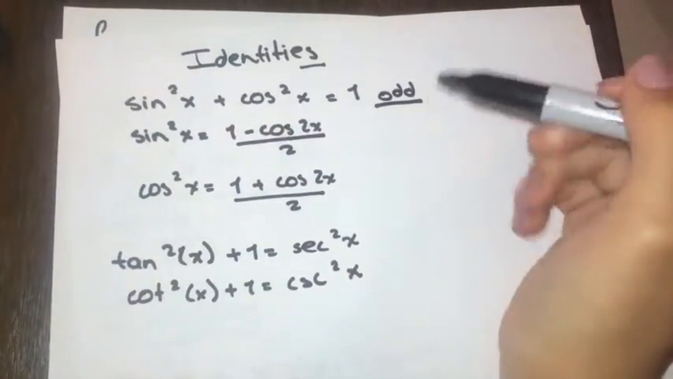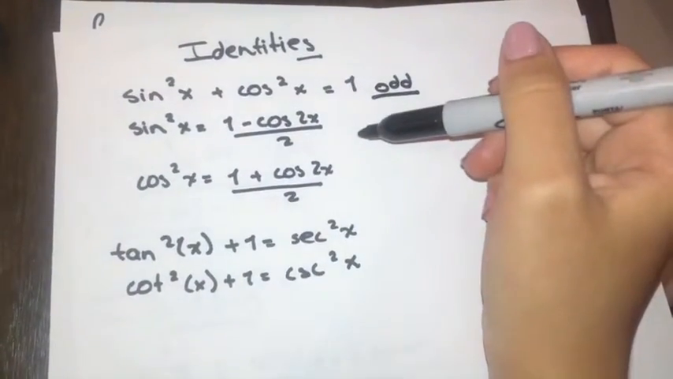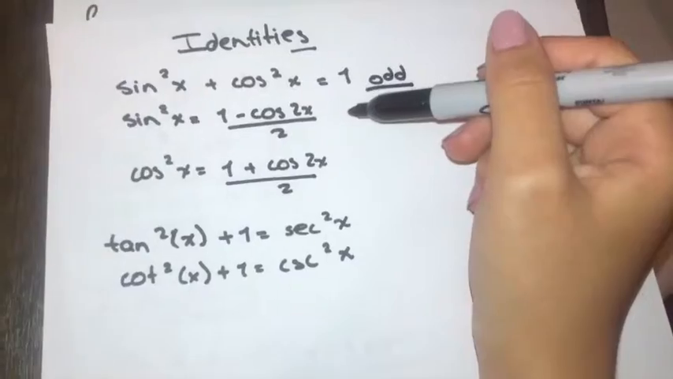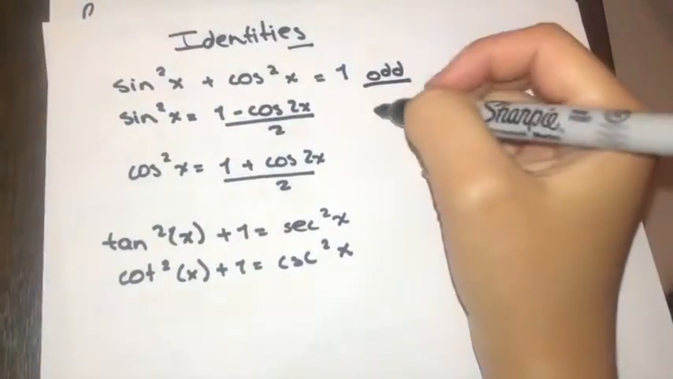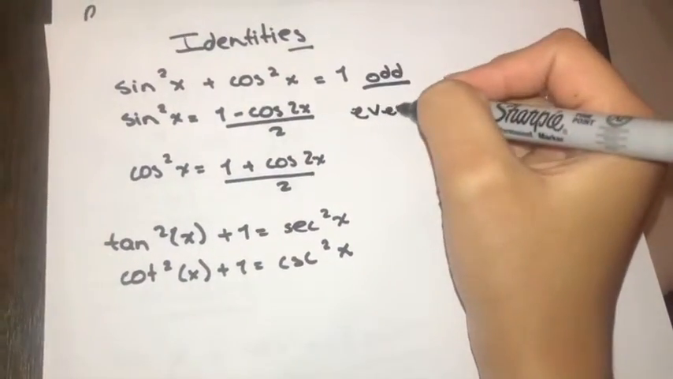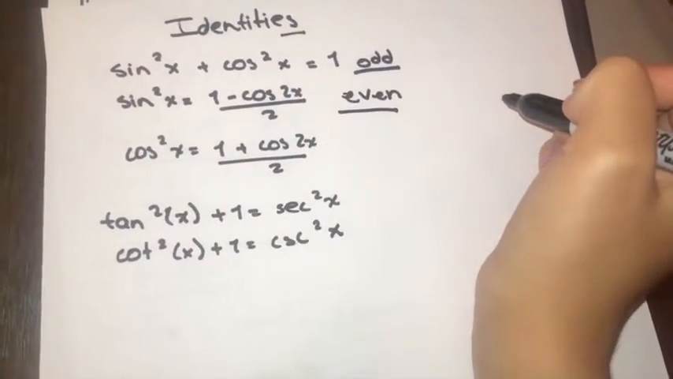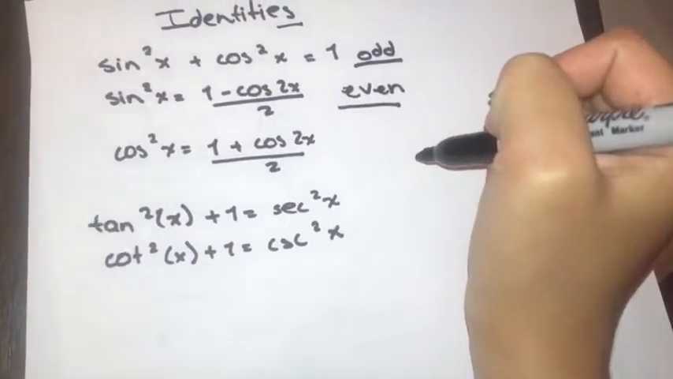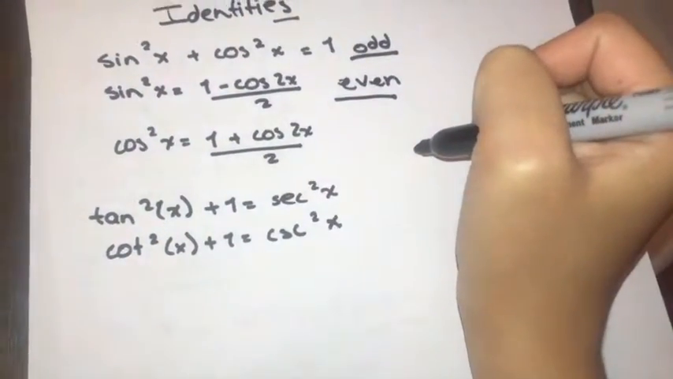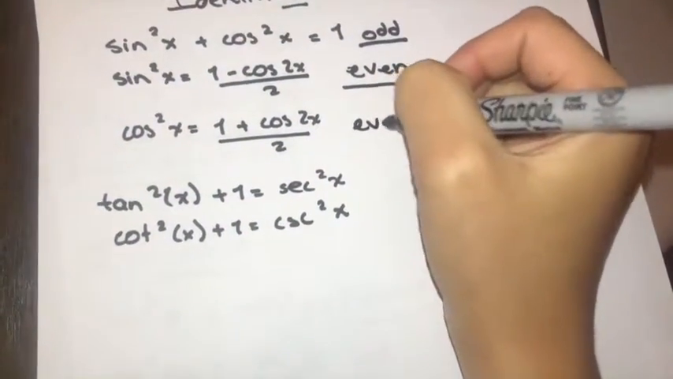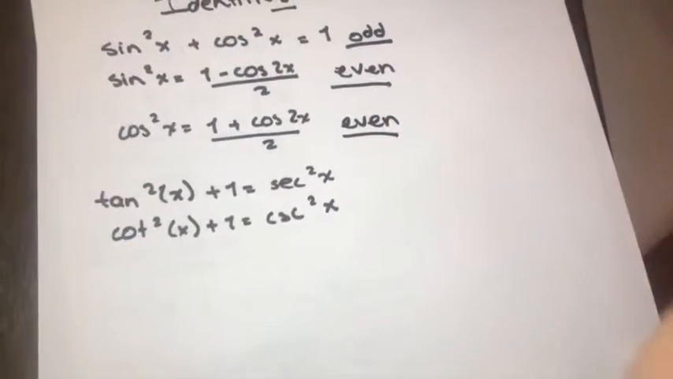Then we have sine squared of x is equal to 1 minus cosine 2x over 2, and we learned that we want to use that when they're even exponents. And cosine squared of x is equal to 1 plus cosine 2x over 2, and we also want to use it when they're even exponents.